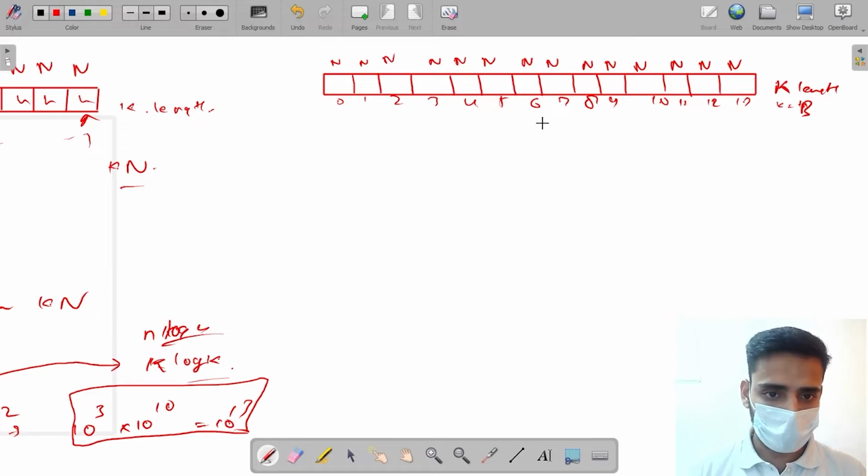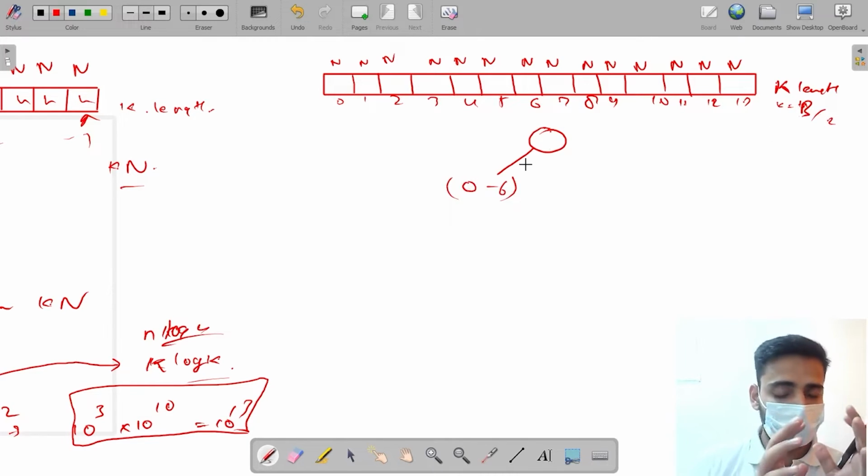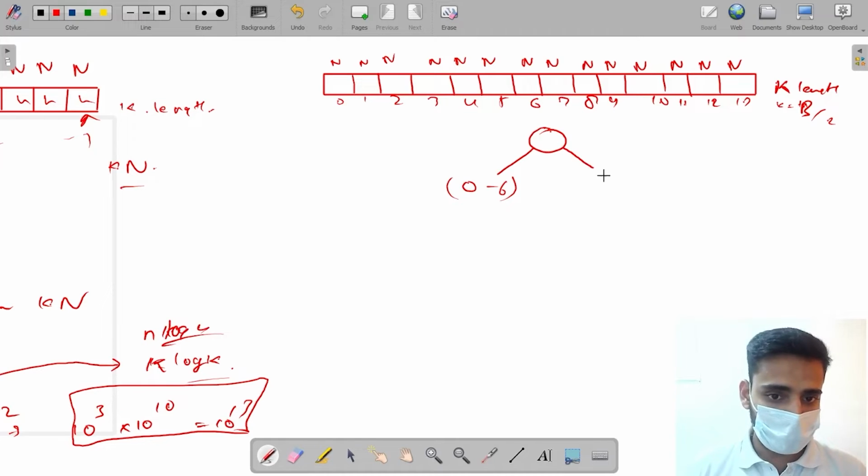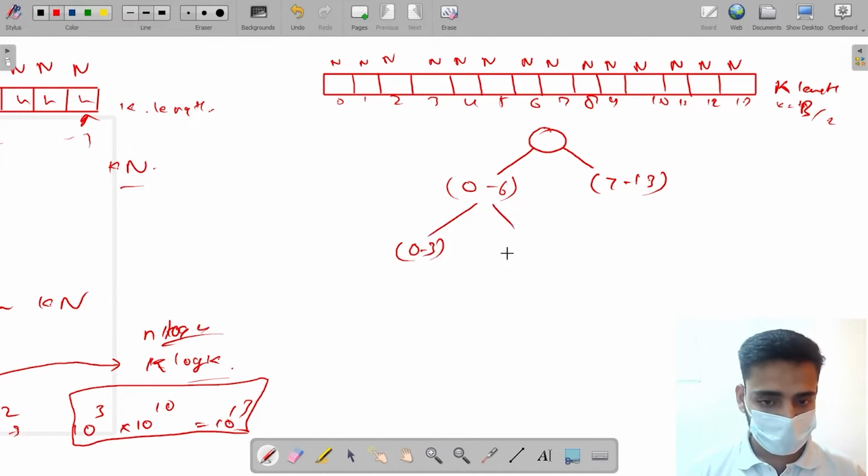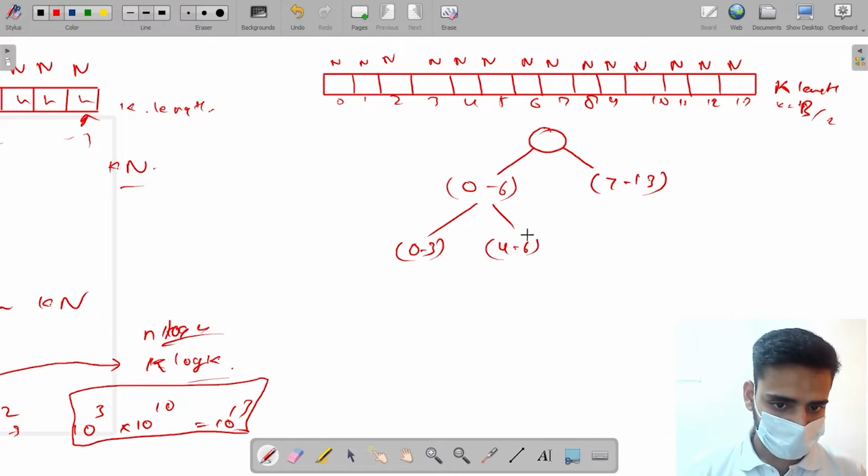So what will happen here, we have this complete array. We will break it into two parts. We will get 0 to k by 2, it means 0 to 6, a sorted linked list at one side, and the other side we will get from 7 to 13. And again we will break this, and here 0 to 3 I will get from this point, and 4 to 6 will be from this point.